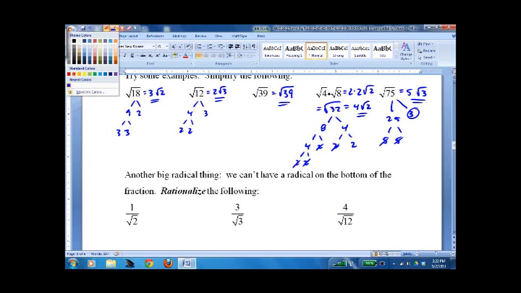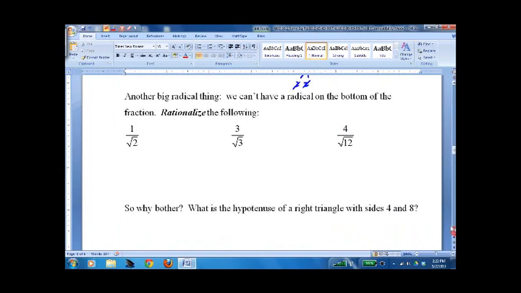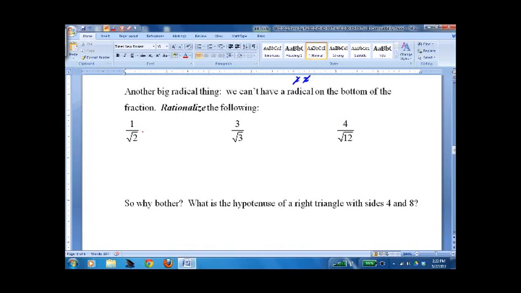Now we're going to rationalize some fractions with radicals on the bottom. We can't have a radical on the bottom, so we have to rationalize it. The process is very easy. You multiply it by root 2 over root 2. The bottom's root 2 times root 2, which of course is just 2. A lot of people get confused by that, so I'll just do it here. That's the bottom. And the top is just root 2.